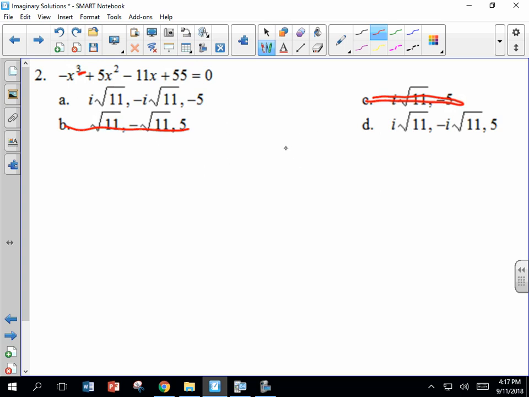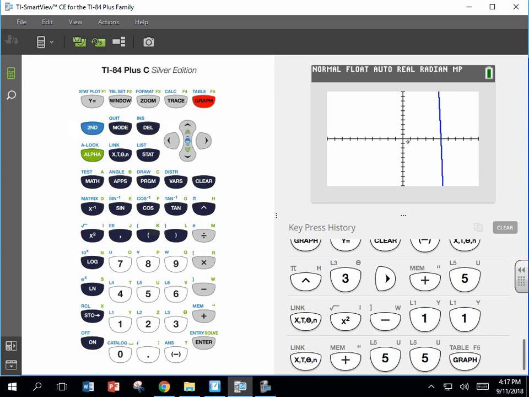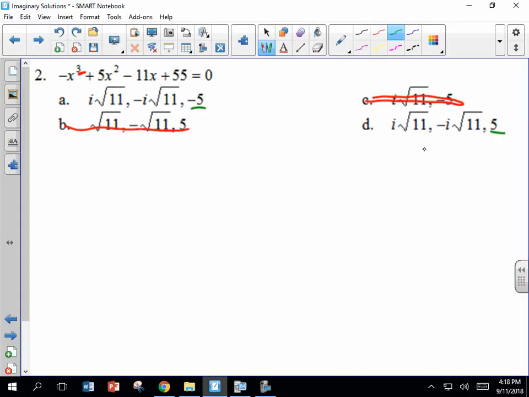How do I select which one? Well, we're looking at our real solution here, -5 and 5. Looking at our graph, where does it cross? 1, 2, 3, 4, positive 5. Since it crosses at positive 5, this is not a possibility. So that means D is our correct answer.